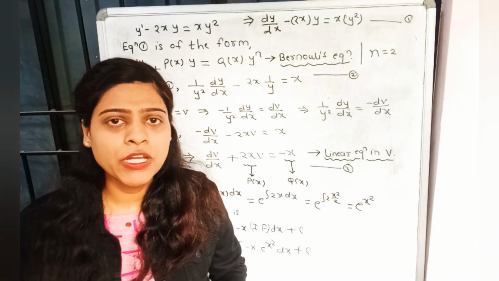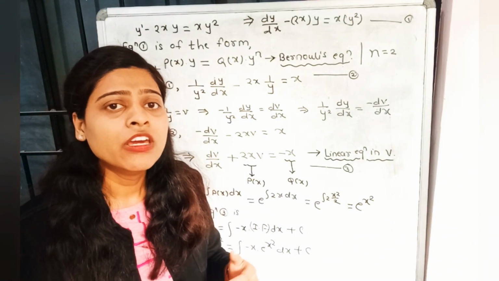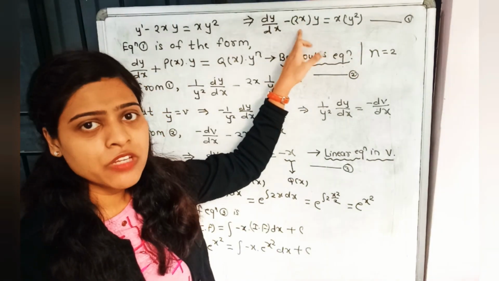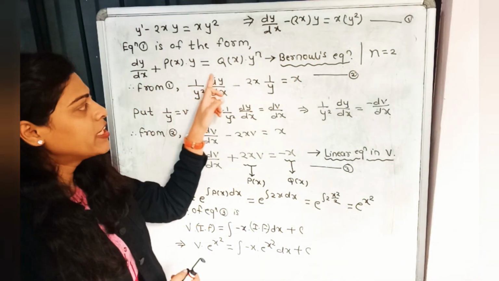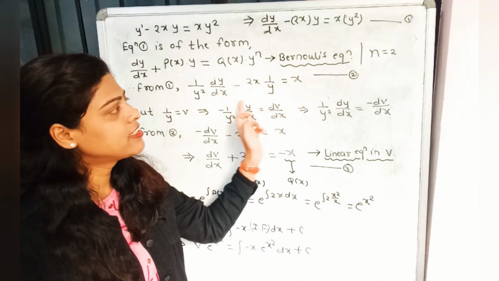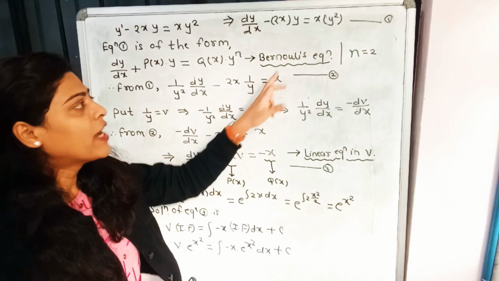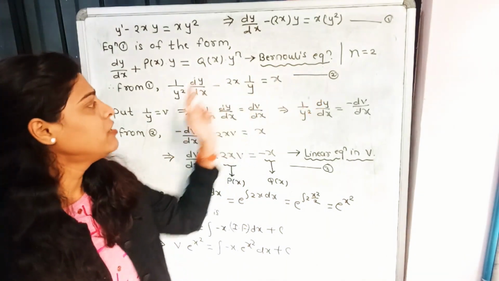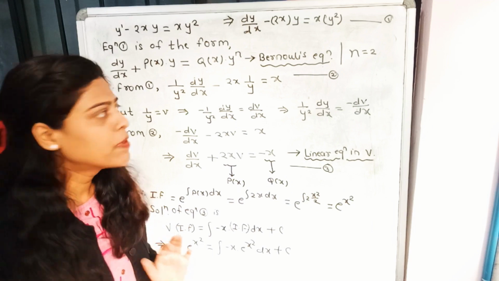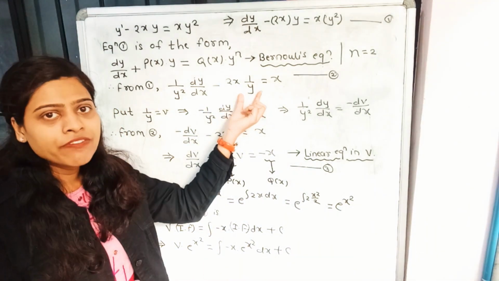To solve this Bernoulli equation, we divide by y squared on both sides of equation 1. Then equation 1 becomes 1 by y squared dy by dx minus 2x times 1 by y equals x. This is equation number 2. To find the solution, we convert this equation into a linear differential equation. For that purpose, we take this 1 by y as v.